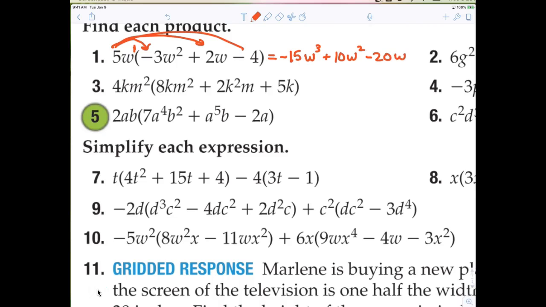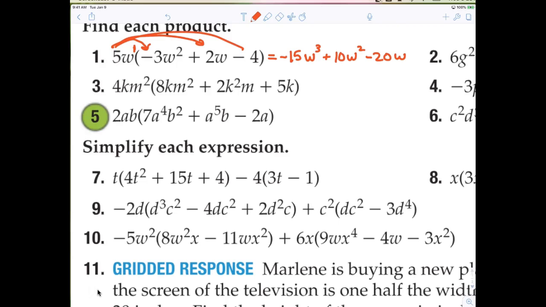-20W. So now, please, again, I can't make it any harder. That's how simple it is today. You're just distributing. You multiply numbers and you add exponents. Multiply numbers, you're adding exponents.